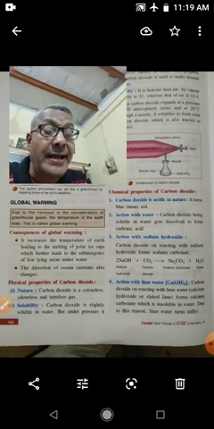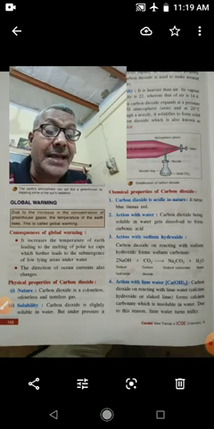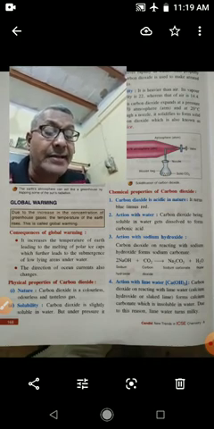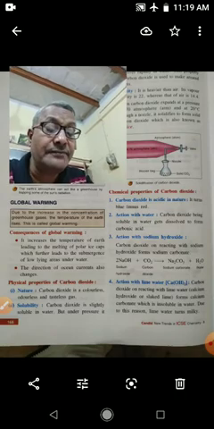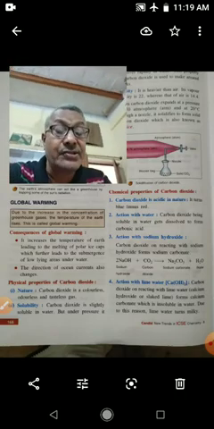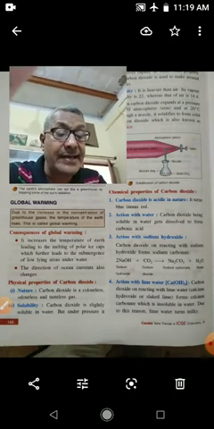Next is action with metal. So carbon dioxide reacts with metal to form metal oxide and carbon. Carbon dioxide does not support combustion. Now next is how we can test carbon dioxide.